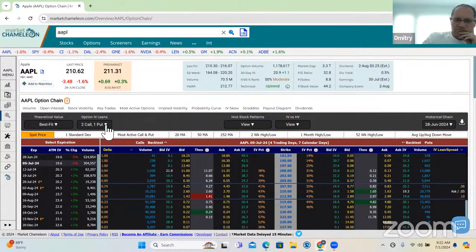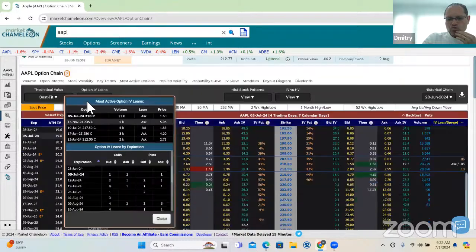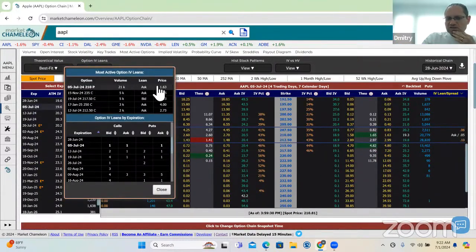So when we come here, I'm going to click on this. Okay, here up top, we list the top 5 implied volatility pumps based on where the volume is in the option. So if there is an implied volatility pump, and there's also volume in that option, we'll list the top 5. So you could see here the July 5th, 210. This had almost 21,000 contracts traded, and there's a lien on the ask of $1.63.